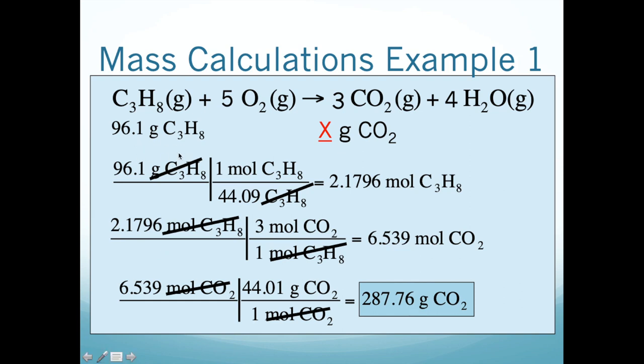Our first step was to go from grams of propane, the chemical we were given, to moles of propane. Again, still the chemical we were given, just in moles. Then we use our molar ratio to go from moles of the chemical we were given to moles of the chemical we want. And then, of course, our last step is to go from moles to grams for that chemical, and get the answer in the units that we want. So those are your basic 3 steps.